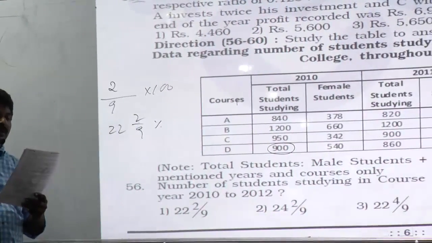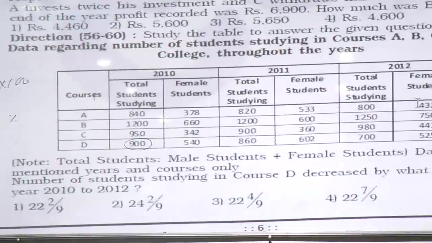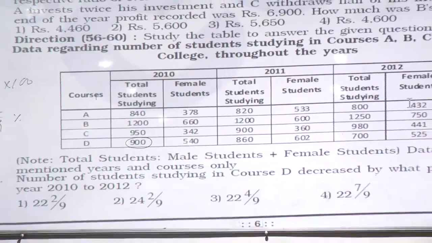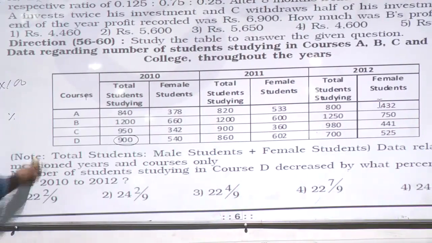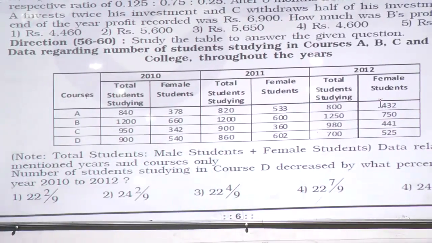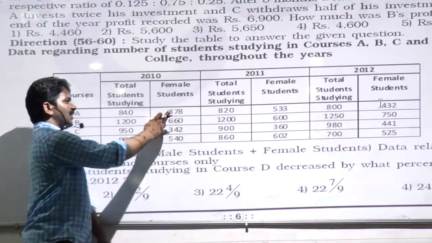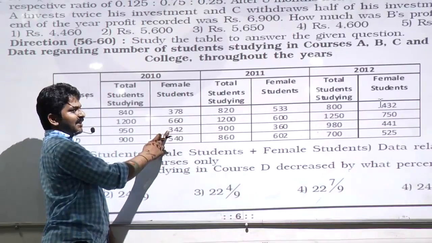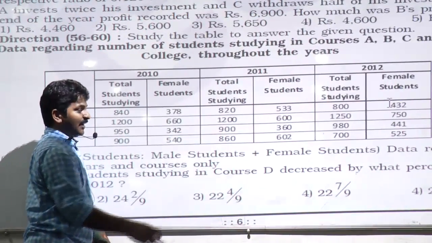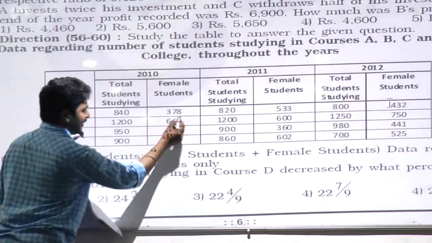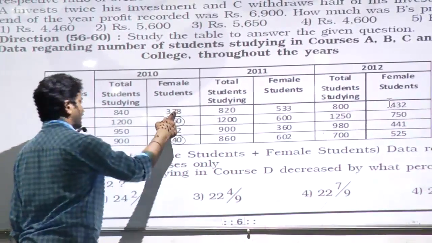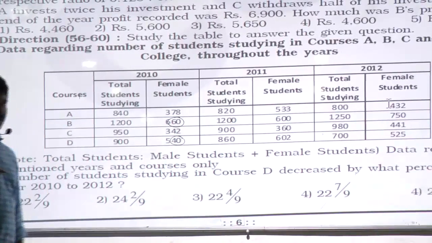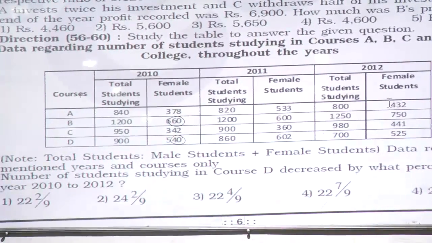Approximately what percent of total number of students studying in all the given courses together in 2010 are female? Approximate percentage they asked: female percentage in 2010 for all courses. Let's calculate how many females there are. 300, 600. 9 plus 3, 12. 12 plus 5, 1700. 60, 40. One more 100, 1800. 78 plus 42, 120. 1920.